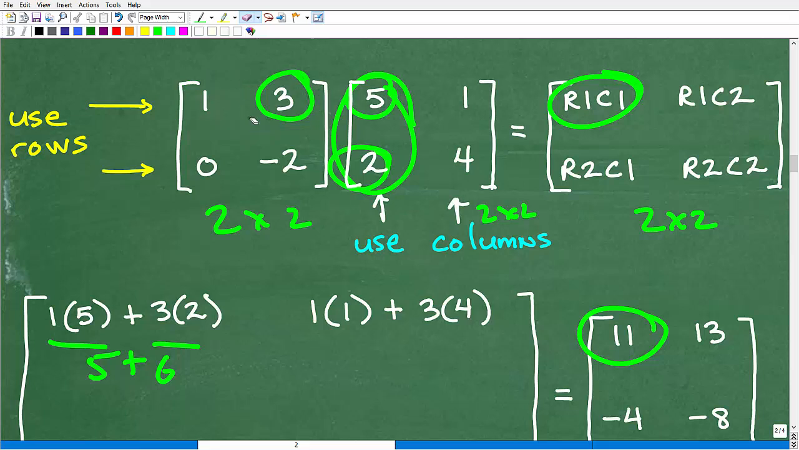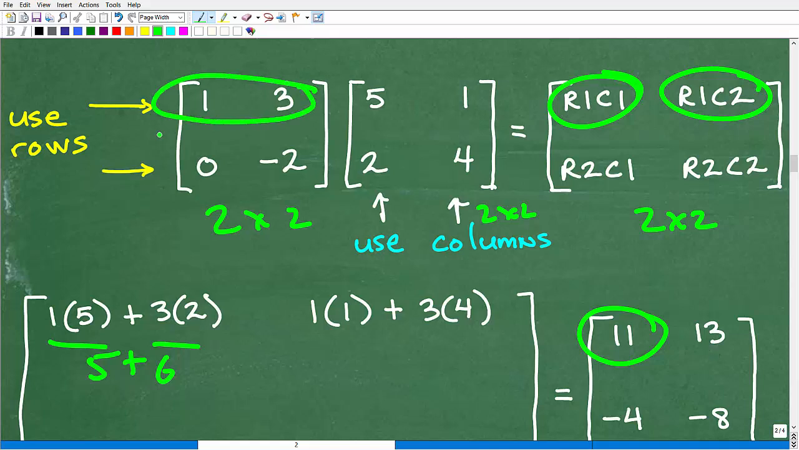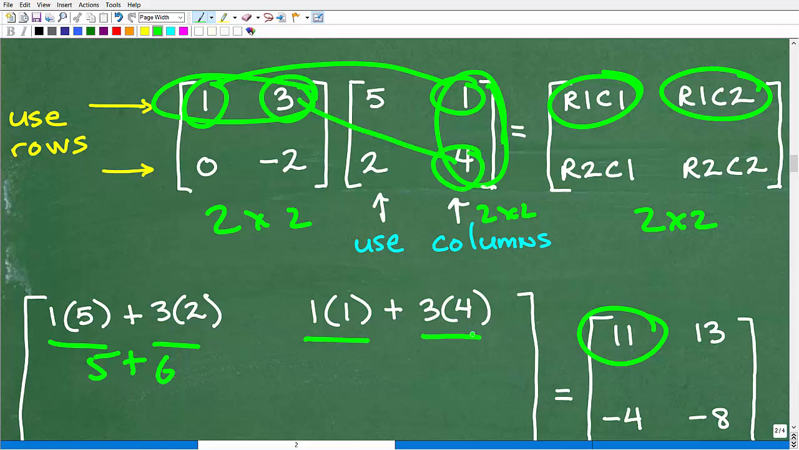And now let's quickly run through the rest of these, as you can always pause the video and see what's going on. Let's do row 1, column 2. Now we know the answer is 13, so we're going to use row 1, the first row, right? But we're going to use the second column right here. So we're going to have 1 times 1 is 1, plus 3 times 4, which is 12, so 1 plus 12 is 13.